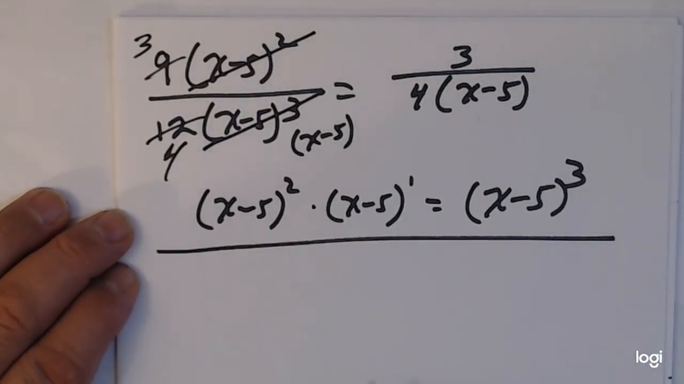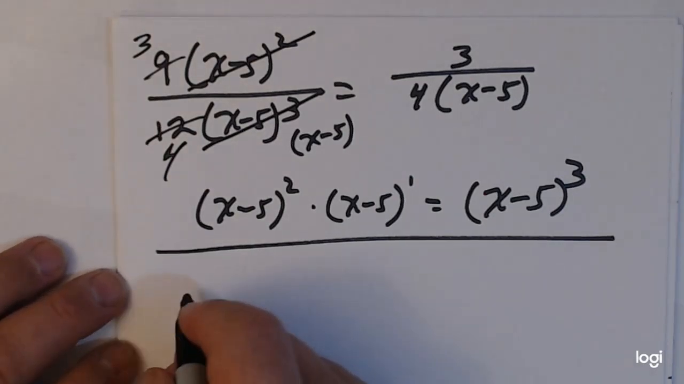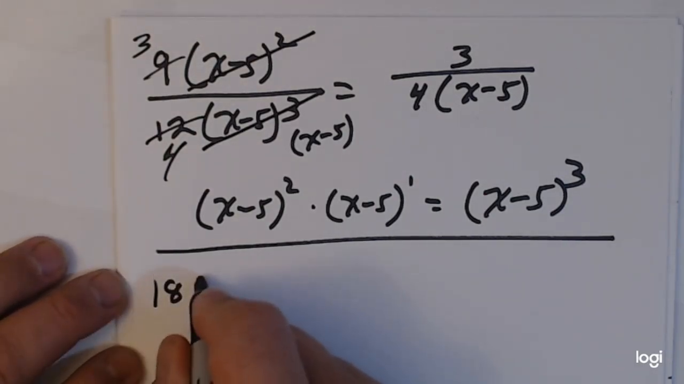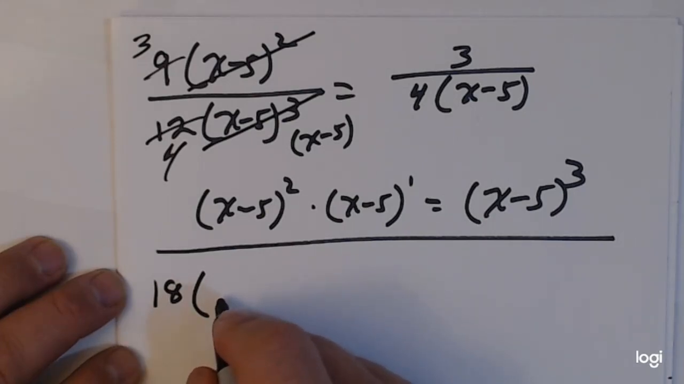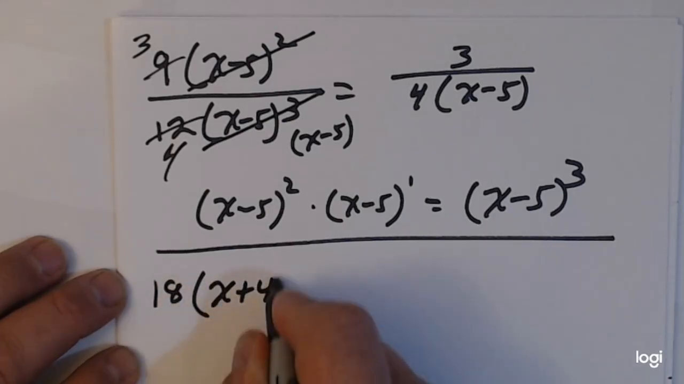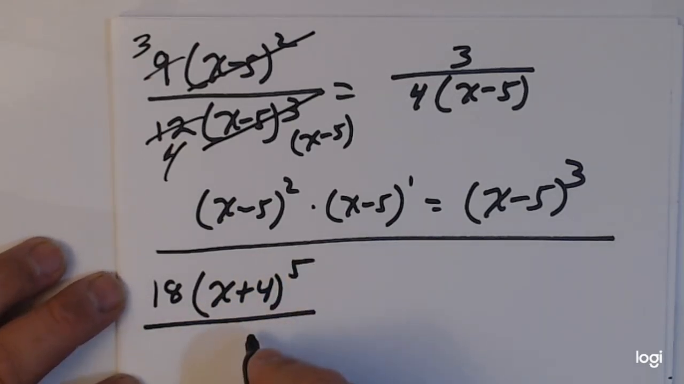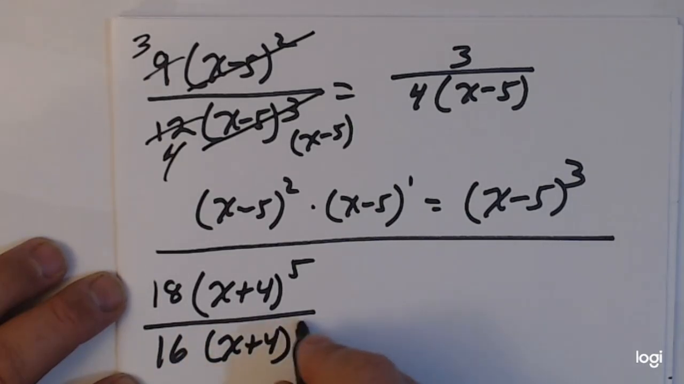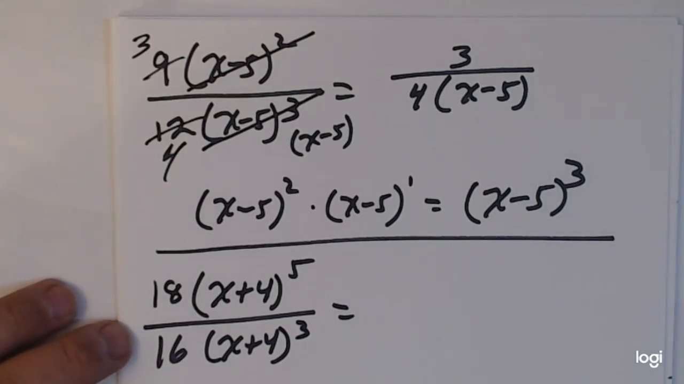Okay, let's try another like that. 18 times x plus 4 to the 5th over 16 times x plus 4 cubed. Well, 18 over 16, that reduces to, let's see, well, 2, I guess, is the greatest common factor. 2 goes into 18 9 times, and it goes into 16 8 times.